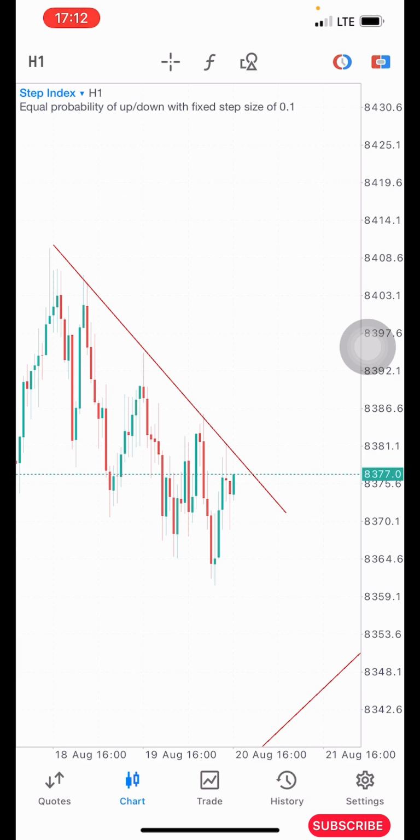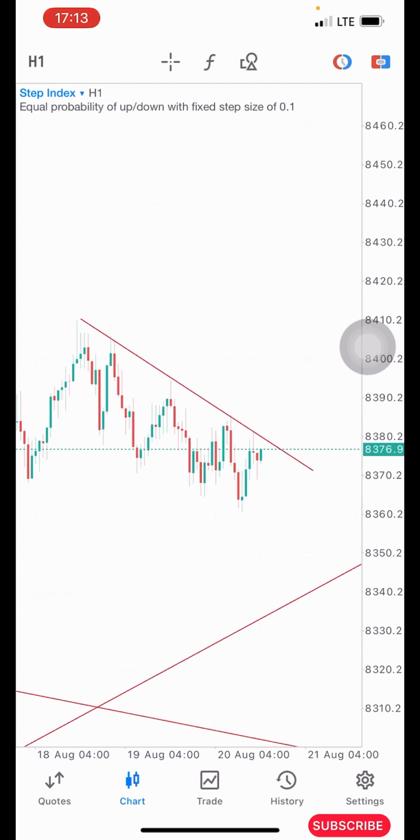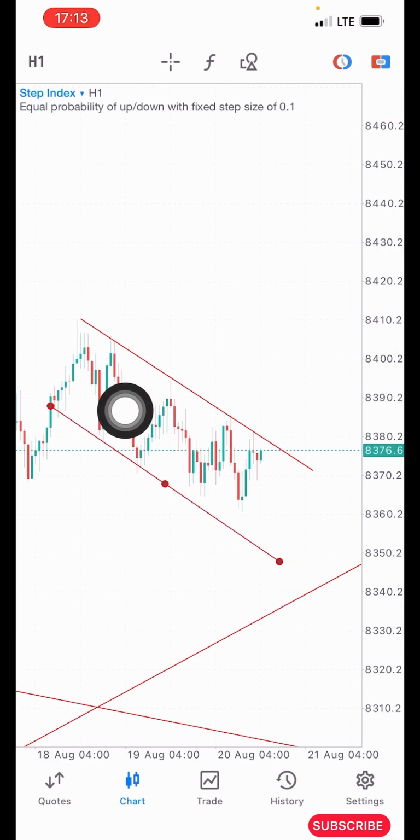But I'm not going to be taking my trade from the 1 hour time frame. You can see this is why I've said I've gotten one. So this is the channel price is moving with currently on the 1 hour time frame. Price is currently moving with this channel.